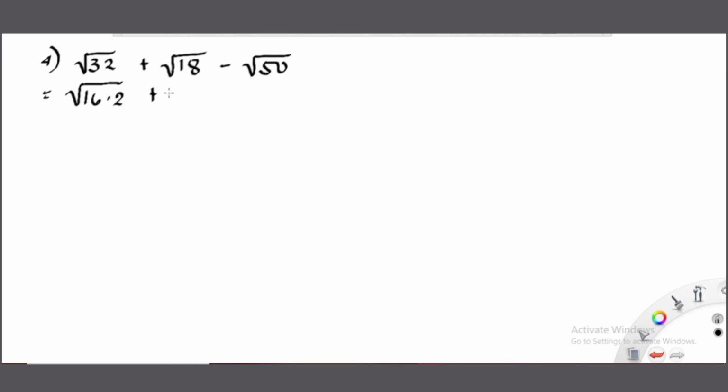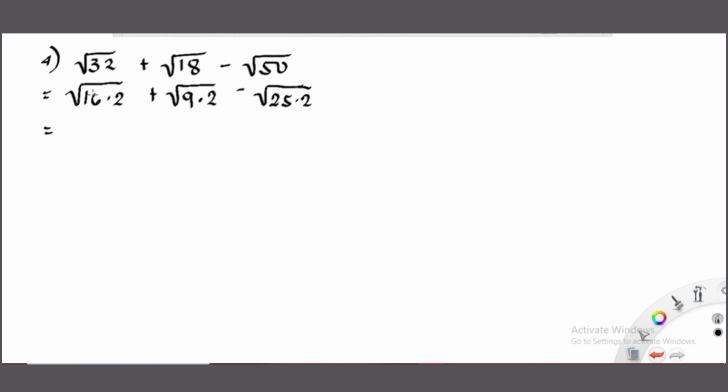And then for 18, we have the same example a while ago. And the factors we'll be able to get are 9 and 2, or 9 times 2. And then minus the square root of 50, the same kanina, 25 times 2. Okay, so let us continue.